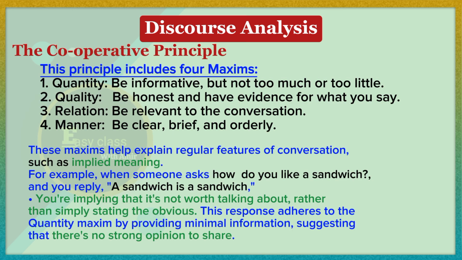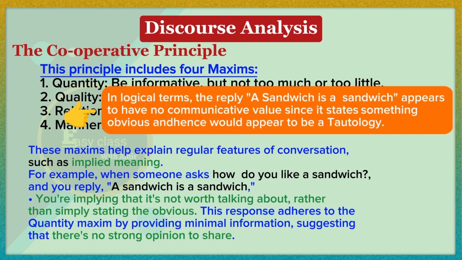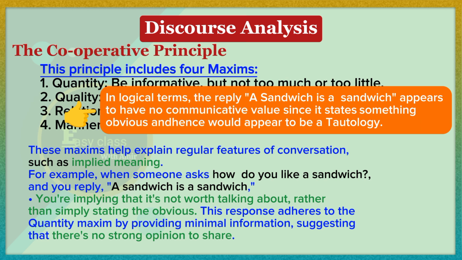These maxims help explain regular features of conversation, such as implied meaning. For example, when someone asks how do you like a sandwich, and you reply, a sandwich is a sandwich, you're implying that it's not worth talking about rather than simply stating the obvious. This response adheres to the quantity maxim by providing minimal information, suggesting that there's no strong opinion to share. In logical terms, the reply, sandwich is a sandwich, appears to have no communicative value since it states something obvious and hence would appear to be a tautology.